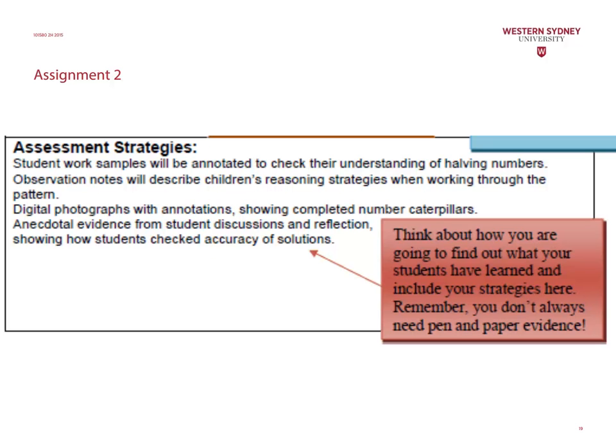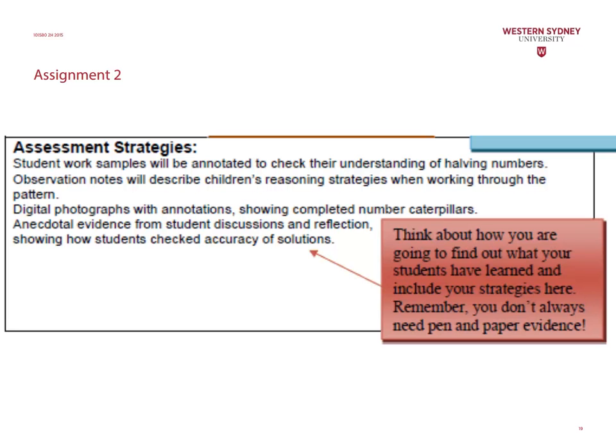So for assessment strategies, think about how you're going to find out what your students have learned. Include the strategies here. Remember, you don't always need to have pen and paper evidence. It can be evidence from work samples. It can be annotated work samples. You might have observation notes. You might have photographs with annotations or photographs of their final product. You might have anecdotal evidence from discussions and reflection.